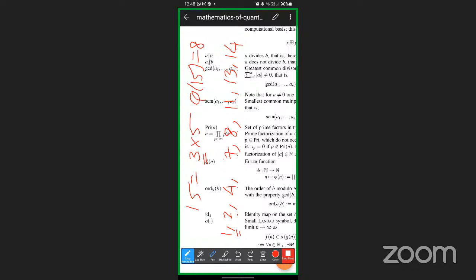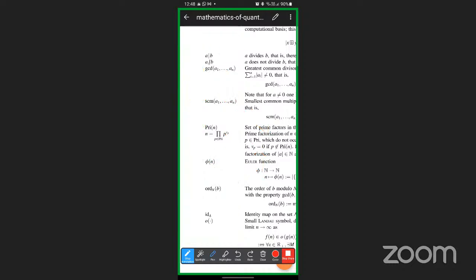And how do I get it? It's simple. It's 2 multiplied by 4. Okay, sir. Fine. So this is how I finally calculate for any given integer n.